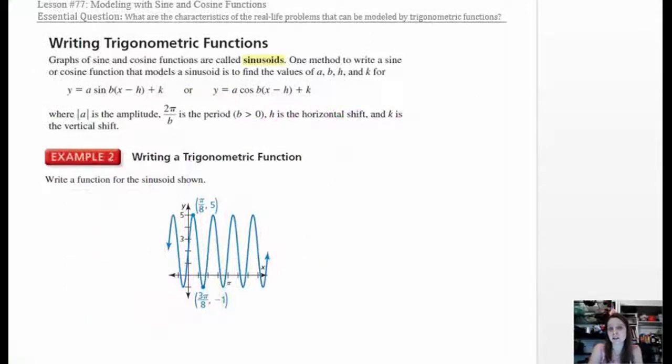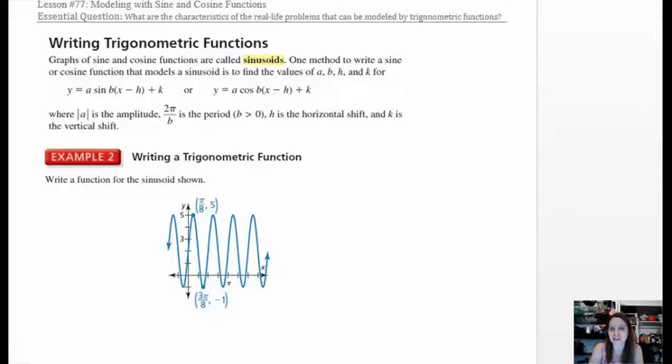Next up, writing trigonometric functions. Graphs of sine and cosine functions are called sinusoids. One method to write a sine or cosine function that models a sinusoid is to find the values of a, b, h, and k for either the sine or cosine function, where absolute value of a is the amplitude, 2 pi over b is the period as long as b is a positive value, h is the horizontal shift, and k is the vertical shift.